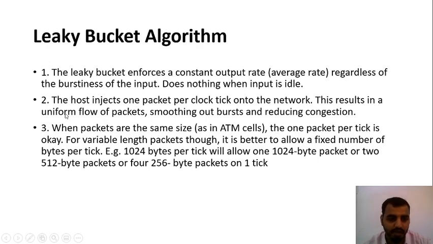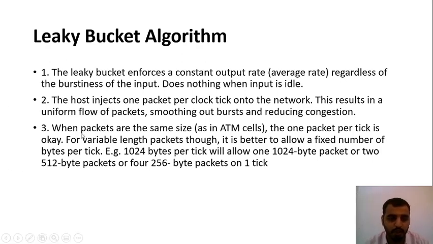So go to the second point. The host injects one packet per clock tick onto the network. The result is a uniform flow of packets, smoothing out bursts and reducing congestion. Like I have told you, if the rate of incoming and the rate of outgoing is the same, then there will be no congestion within the network.